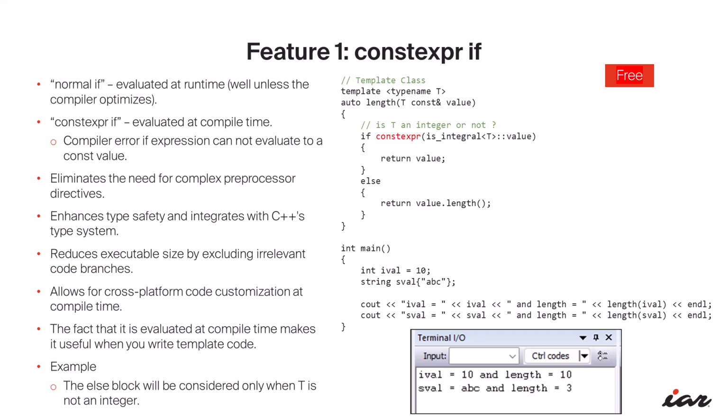And this can be very useful. We also introduced the notion of how costly this feature is. And costly means in terms of performance, code size, and execution speed. And this one, since it's evaluated at compile time, is considered free.